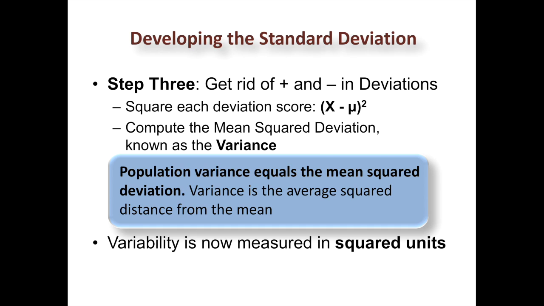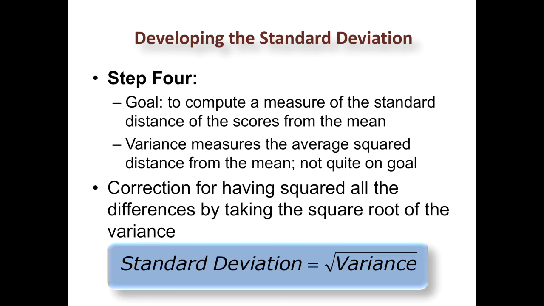Population variance equals the mean squared deviation, and variance is just the average squared distance from the mean of all those different scores. All right, step 4. You're going to compute the measure of the standard distance of the scores from the mean. Again, variance measures the average squared distances from the mean for all those scores, and it's not going to be quite on mark.